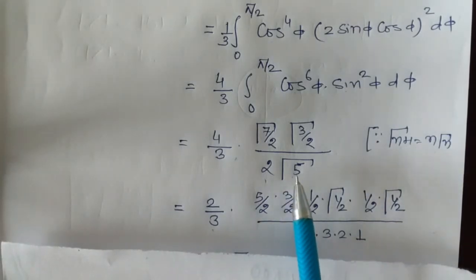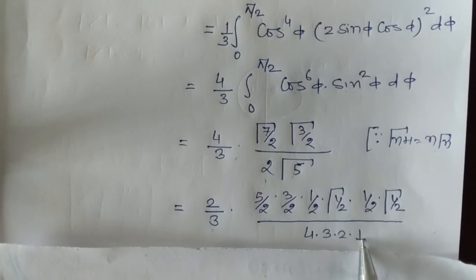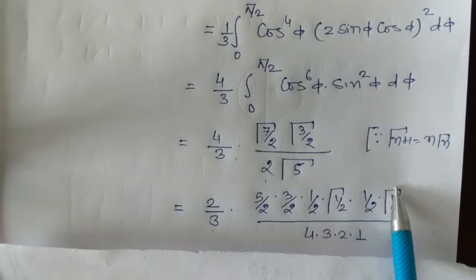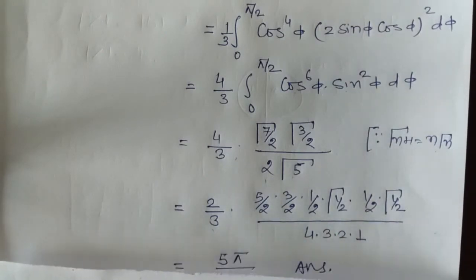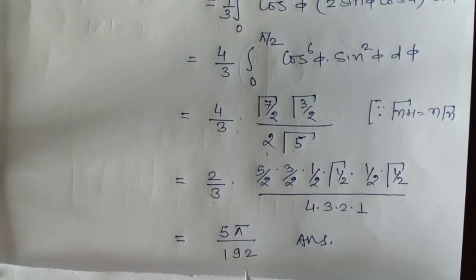upon gamma 5 is 4 factorial, so 4 into 3 into 2 into 1. Now gamma half is root pi, so root pi into root pi is pi, and further we solve all these terms, we get 5 pi by 192. So this is the result of given integral using beta and gamma function.